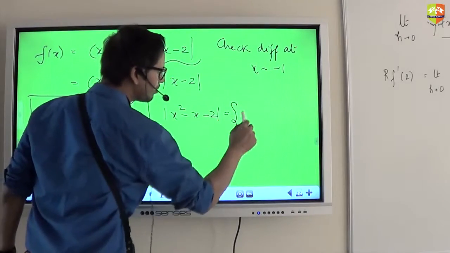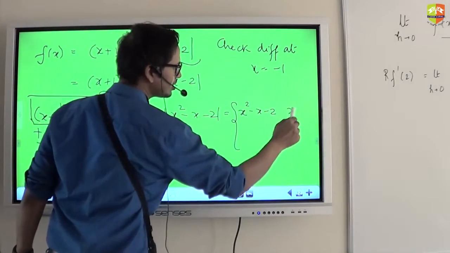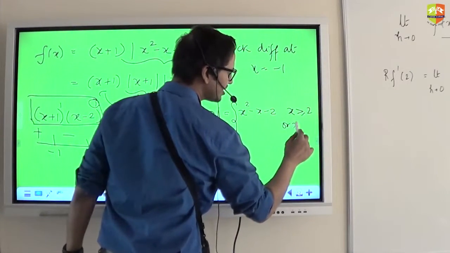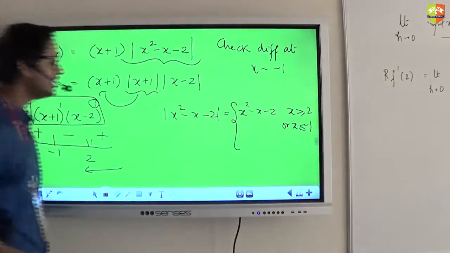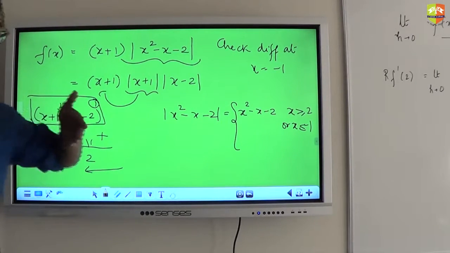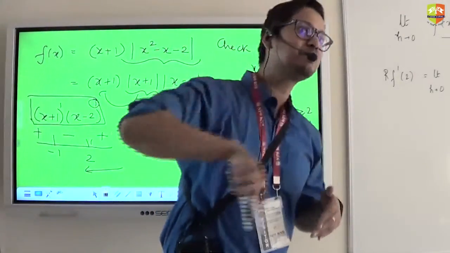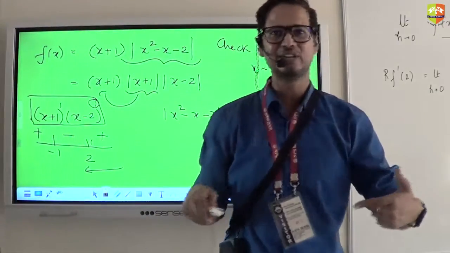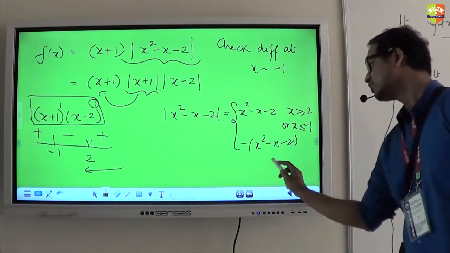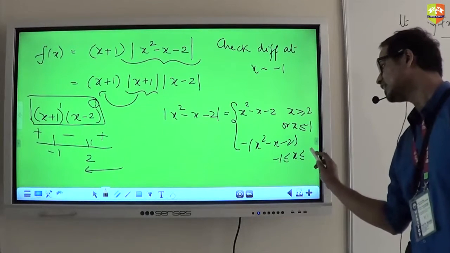would remain x squared minus x minus 2 if your x was already greater than 2 or your x was less than equal to minus 1. In between, what is happening? In between, your x squared minus x minus 2 was becoming negative, isn't it? What will mod do to it? It will try to make it positive. How do you make a negative number positive? By putting an extra negative sign in front of it. So you will get negative of x squared minus x minus 2 if your x were to belong to the interval minus 1 to 2.